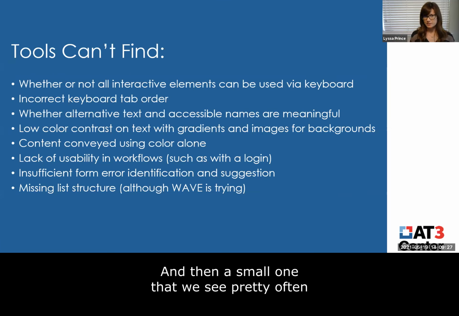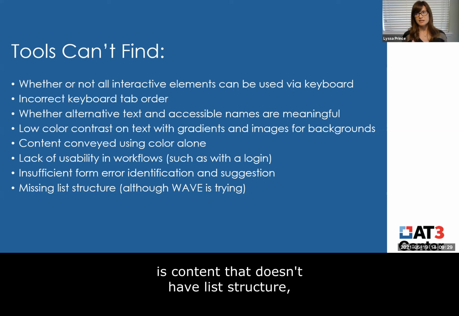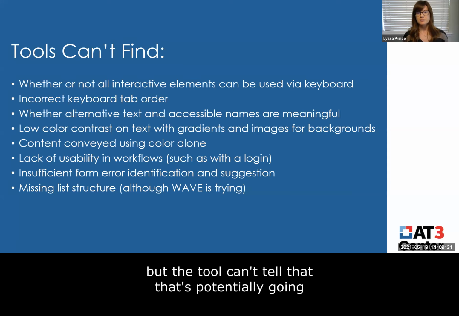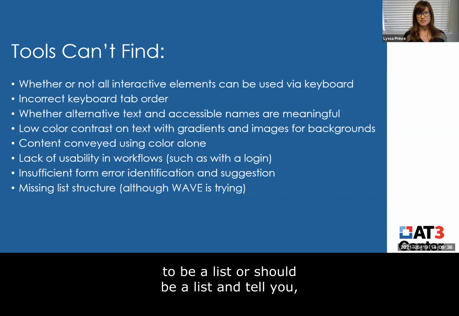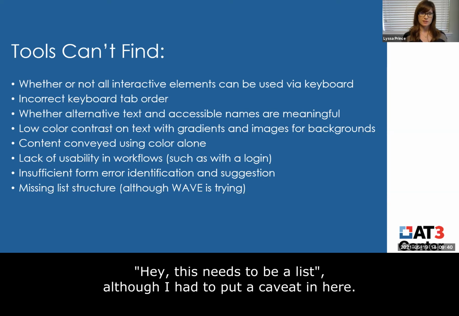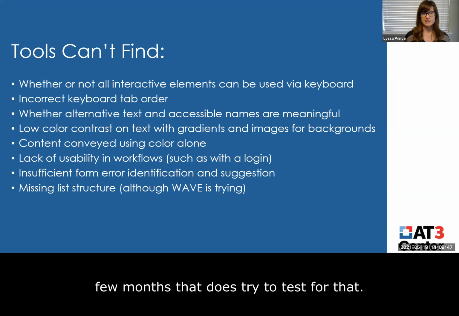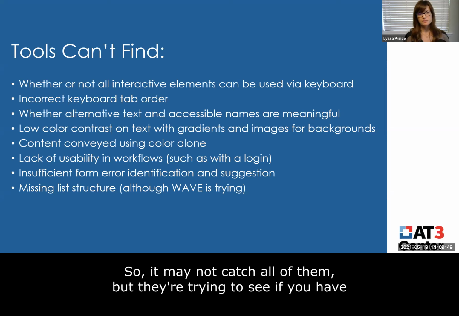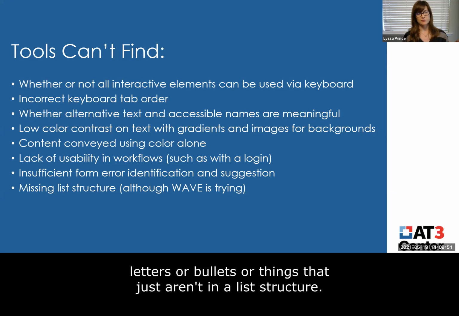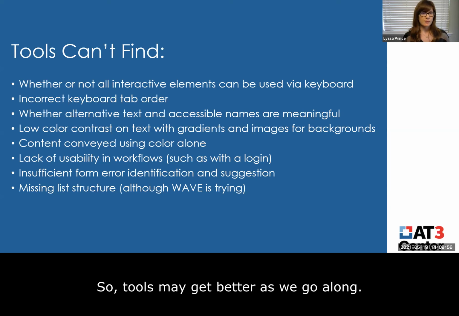And then a small one that we see pretty often is content that doesn't have list structure, but the tool can't tell that that's potentially going to be a list or should be a list and tell you, hey, this needs to be a list. Although, I had to put a caveat in here: WAVE just added something within the last few months that does try to test for that. So it may not catch all of them, but they're trying to see if you have letters or bullets or things that just aren't in a list structure. So tools may get better as we go along.